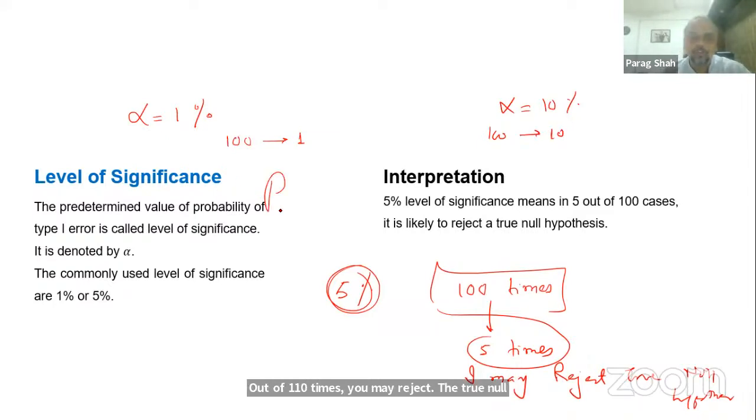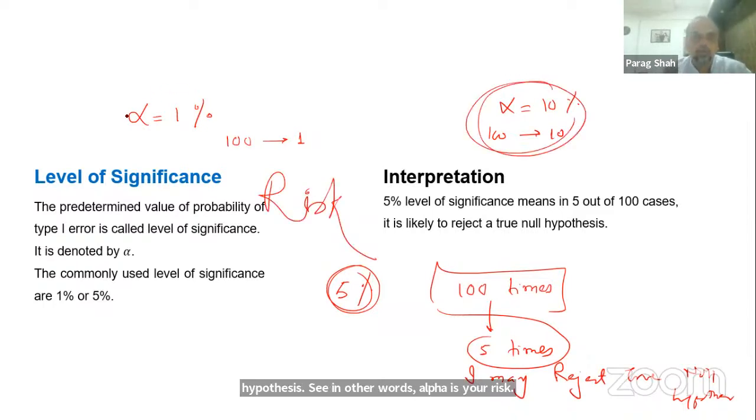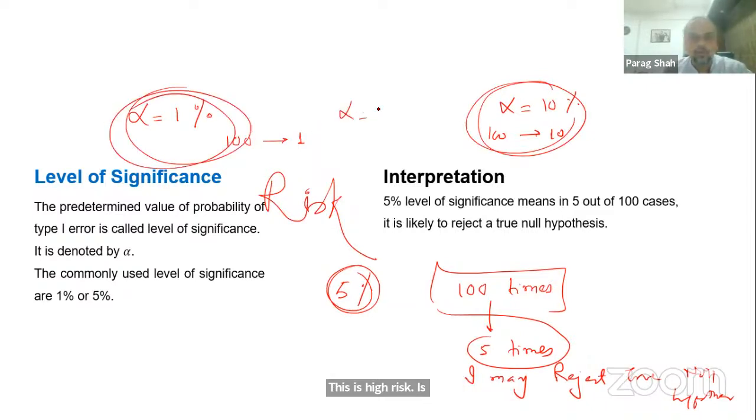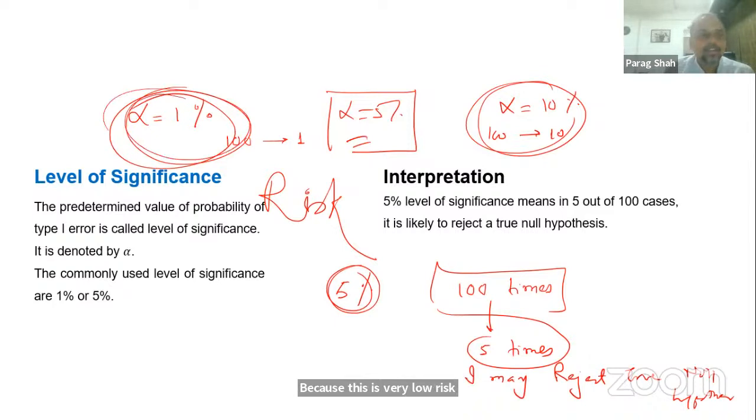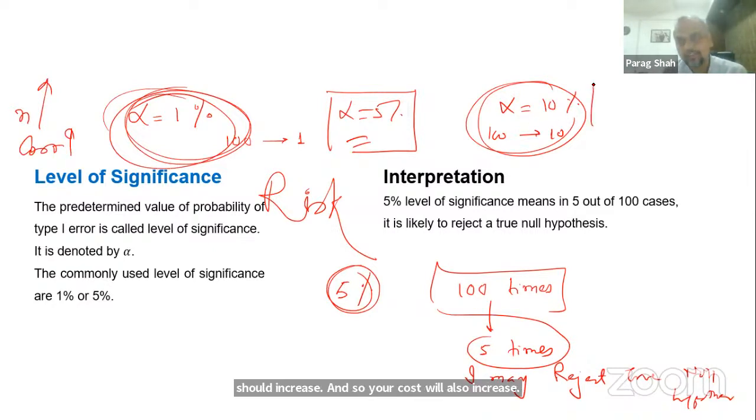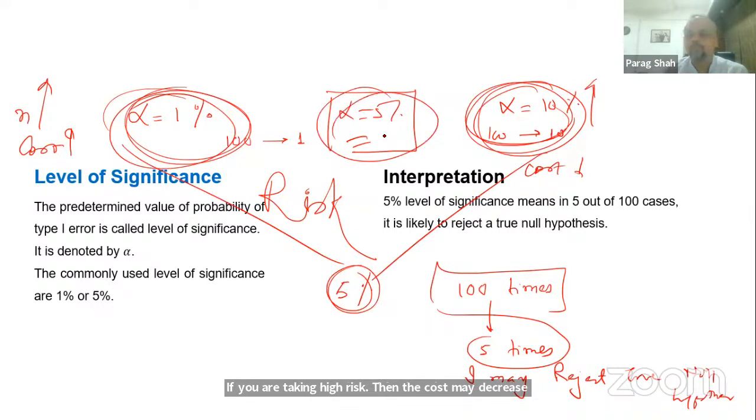In other words, alpha is your risk. This is high risk, this is low risk, and alpha equal to 5% is a medium risk. That is why generally in the market, 5% is prevalent. If you want a low risk, then your sample size should increase, and so your cost will also increase. If you're taking high risk, then the cost may decrease, but the risk is very high. So to balance out, we take alpha as 5%.